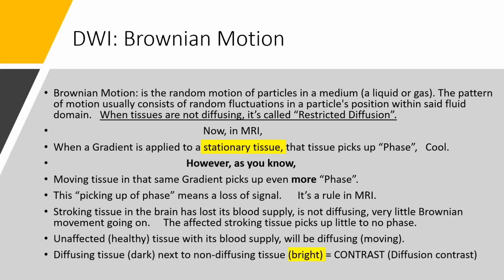And when you turn on those gradients, there's no dephasing happening in those cells. So they are not going to lose signal. They're going to stay bright. The unhealthy tissue does not have stuff moving. It's going to stay bright. Unaffected, healthy tissue with the blood supply, it's moving stuff. It loses phase. So you're going to have dark tissue next to bright tissue. And that's contrast. And that's diffusion contrast because you're getting different amounts of signal from different tissues.